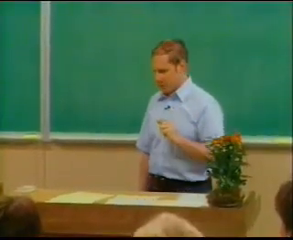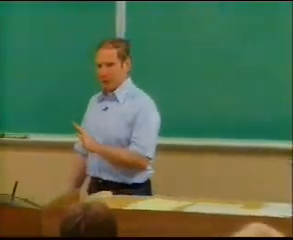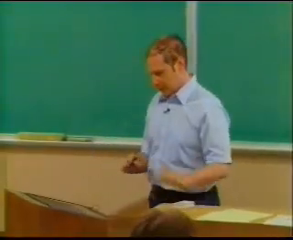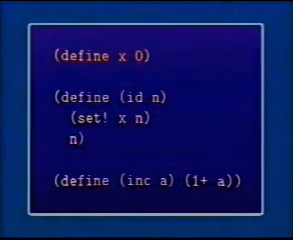Let me just show you a really, really simple example. Suppose we had a normal order language, and I'm going to start out in this language. This is now normal order. I'm going to define x to be 0. It's just some variable, and I'll initialize it. And now I'm going to define this little funny function, which is an identity function.